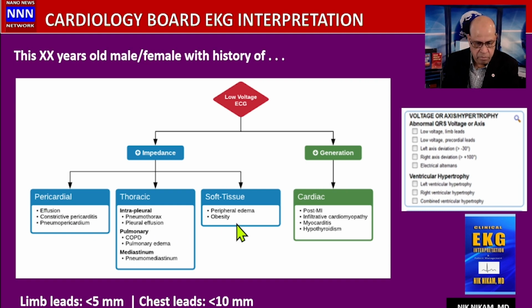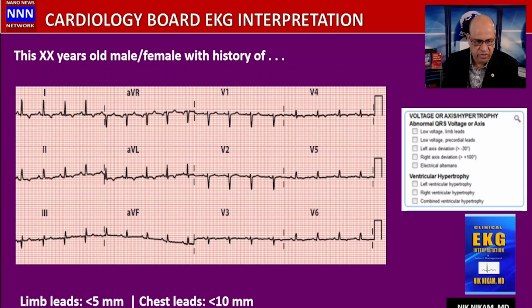Peripheral edema, obesity. This is an example of a sinus rhythm. There is reduced voltage in the chest leads, except for V2, which doesn't quite make it to be 10 millimeters. So there's reduced voltage in the chest leads, whereas in the limb leads, there's reasonable voltage.